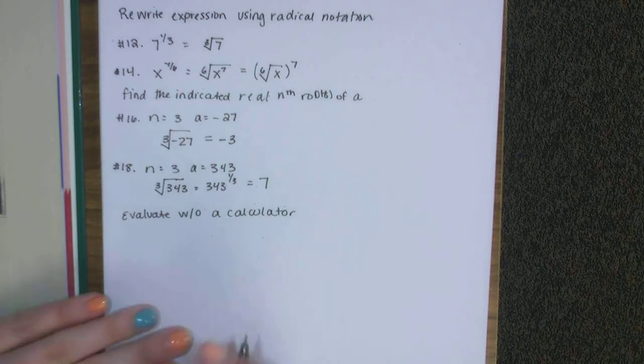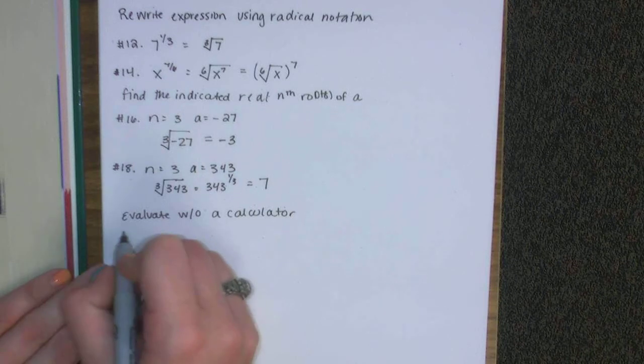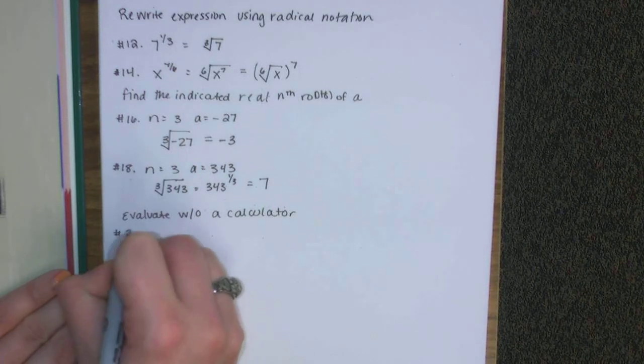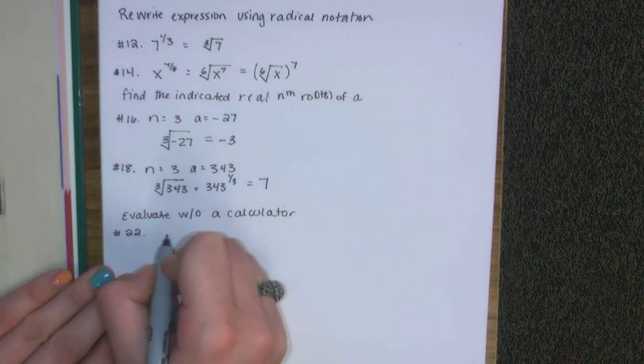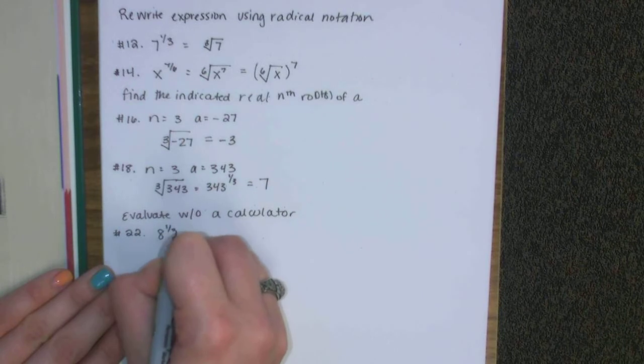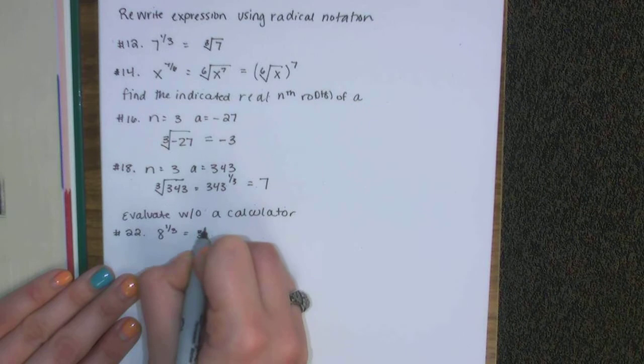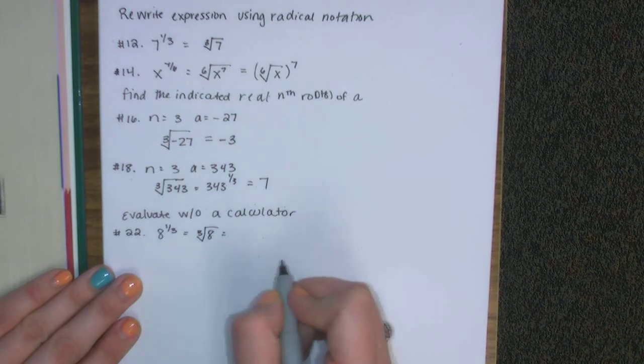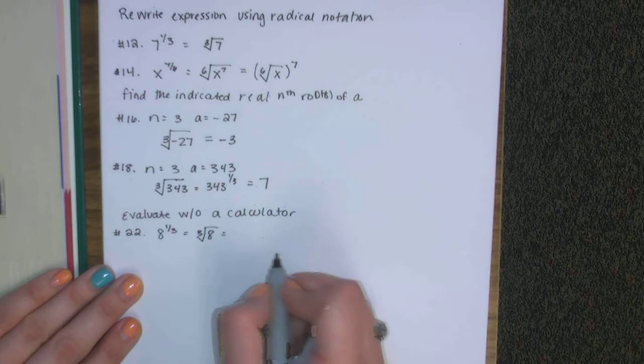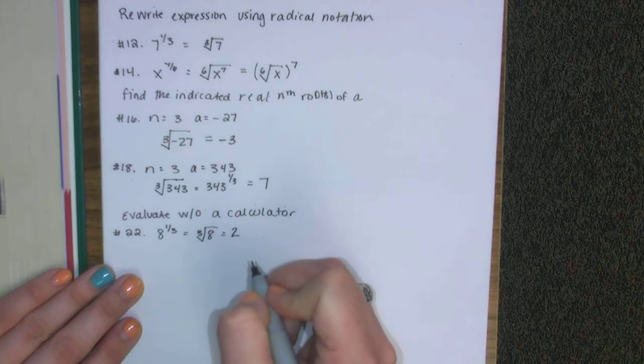So with these ones, start with something like 22. We'll just work our way down accordingly. We have 8 to the 1/3, which I can think of as the cube root of 8. Well, what's the cube root of 8? Well, 2 times 2 is 4, times 2 is 8, so it must be 2.